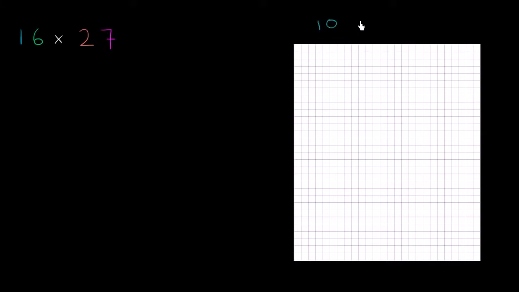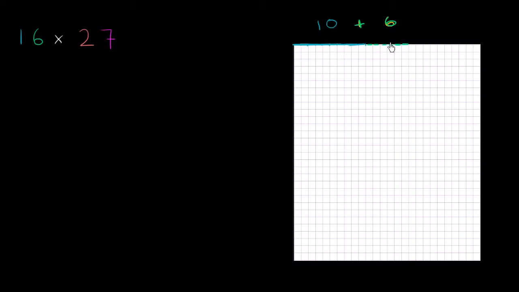plus 6. Let me do the 6 in that same green color. 10 plus 6. And let me mark off 10 and 6 here. So this is 1, 2, 3, 4, 5, 6, 7, 8, 9, 10. So this part in blue, that's the 10. So I'm representing 10 boxes right over there. And then the 6, let's mark off 6 boxes. 1, 2, 3, 4, 5, 6.